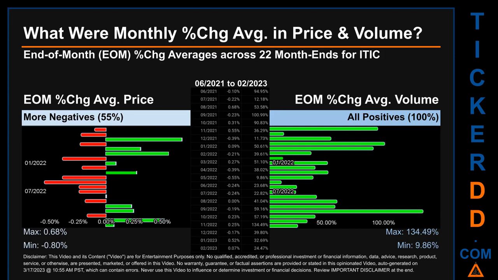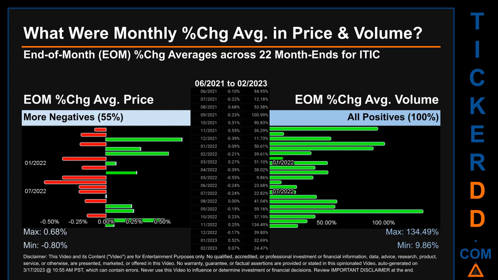From 06/2021 to 02/2023, out of 22 month ends, 12 had a negative percentage change in average price. Meaning 55% of month ends saw a negative percentage change in average price. In terms of volume, 22 out of 22 month ends had a positive percentage change. That is 100% of month ends saw a positive percentage change in average volume.